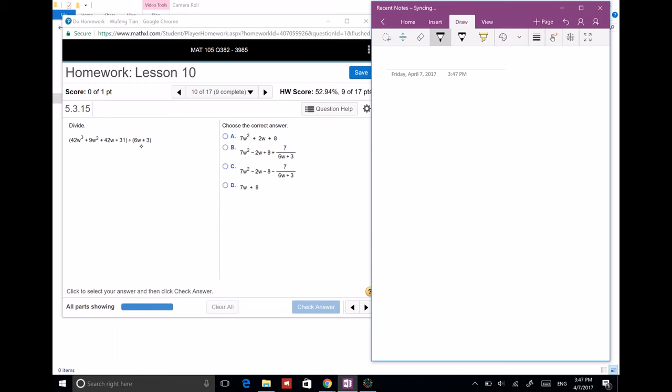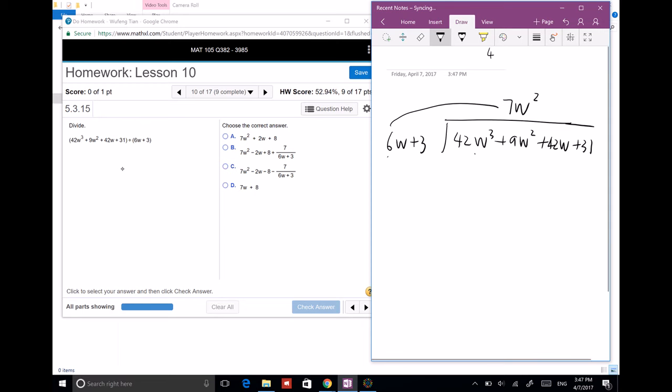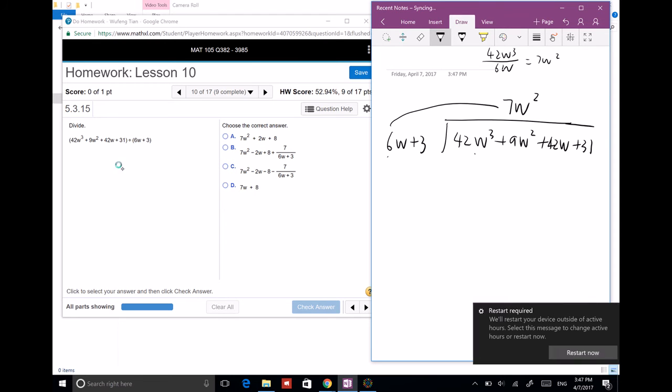42w cubed plus 9w squared plus 42w plus 31, divided by 6w plus 3. Okay. So what you can do, you can use the long division, right? You can use a long division. So 6w times 7w squared gives you 42w cubed. So use 42w cubed divided by 6w, gives you 7w squared. So I multiply.